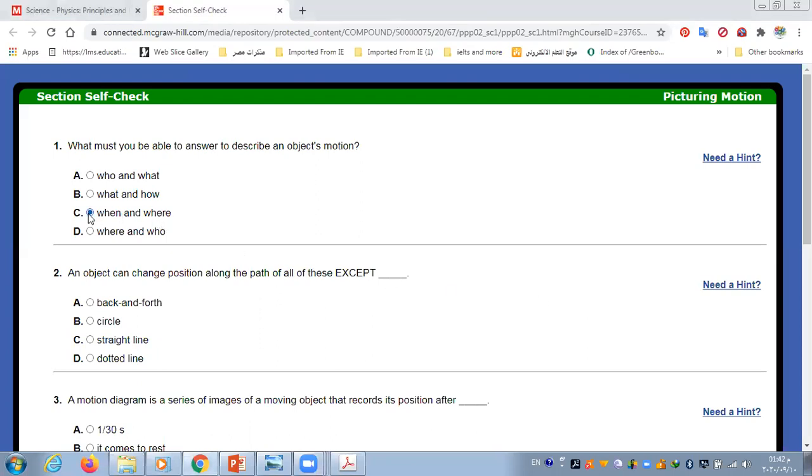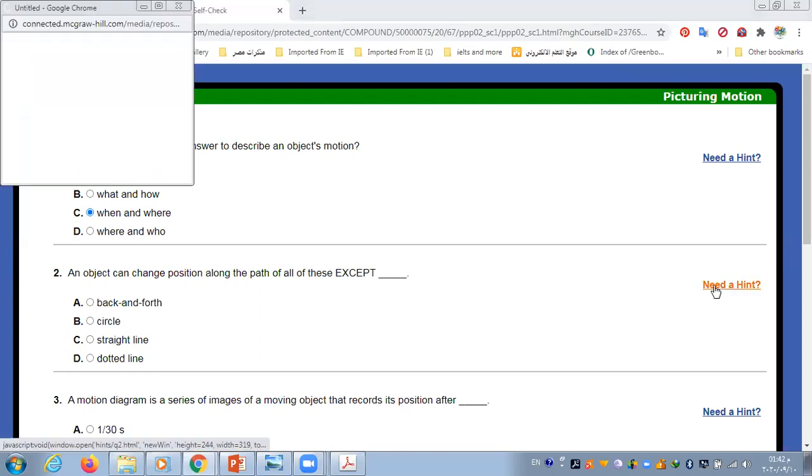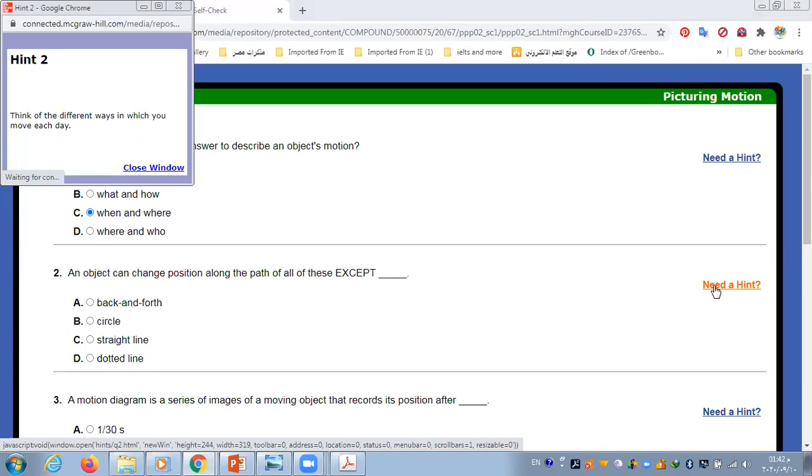Okay, thanks. Next question. Question number 2. An object can change position along the path of all of these except the dotted line. Why the dotted line? Because it's not a type of motion. It can go straight or in a circle or back and forth.